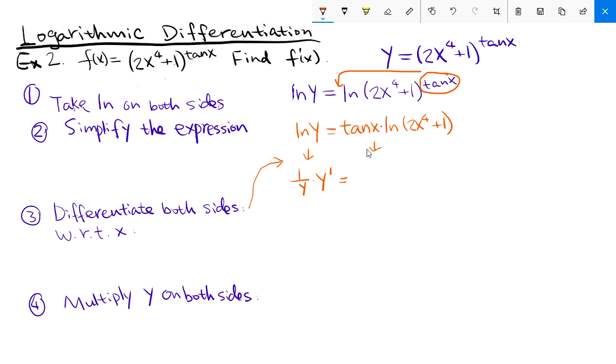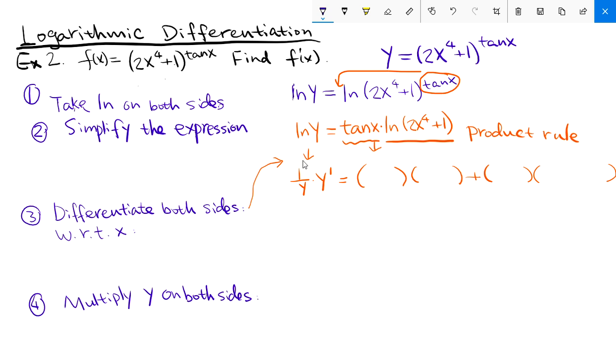Be careful now for this part. Tangent x times natural log of 2x to the fourth plus 1. This is actually a product. So when you do the derivative of this, don't forget to use the product rule. We need the f prime times g plus f times g prime. Right? If you don't have these 4, then your answer would be wrong. So let's look at this.